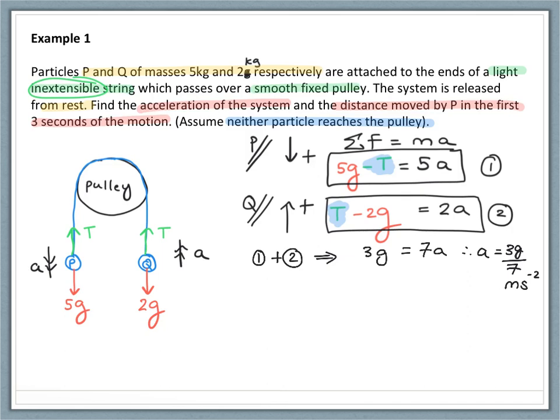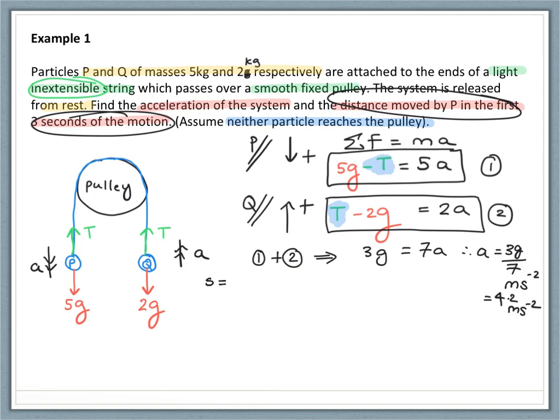Or we can calculate it, and it works out to be 4.2 meters per second squared. Now the last thing we need to do is to calculate the distance moved by P in the first 3 seconds of its motion. Now, we know the forces acting are constant, which means there must be a constant acceleration, which means that we can apply SUVAT, i.e. our equations of constant acceleration.